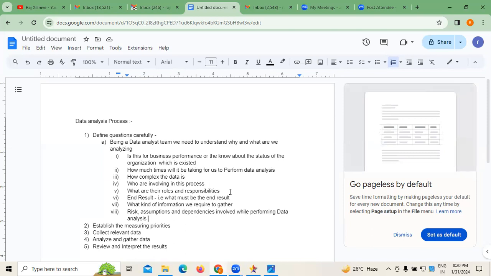Right? So when we are working as a business analyst, when we are working as a data analyst, from the dependencies point of view, whenever we are accessing the data in the context of the inventory system or inventory data we have taken.